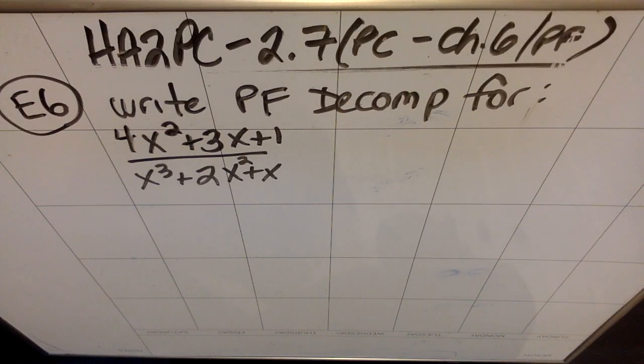This is Honors Algebra 2 Pre-Calc. We're doing Pre-Calc Chapter 2.7, which is actually part of our Chapter 6/Partial Fractions exam unit. All right, so we're going to write the partial fraction decomposition for this lovely rational function.